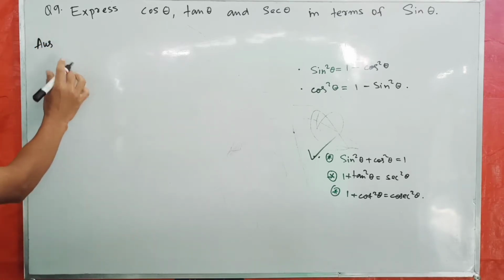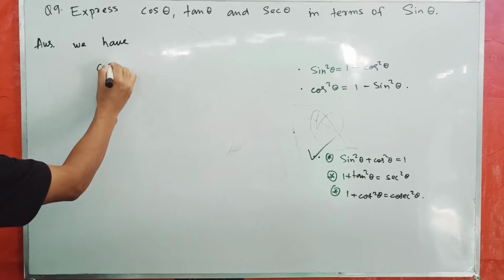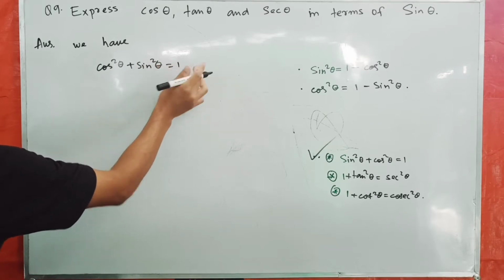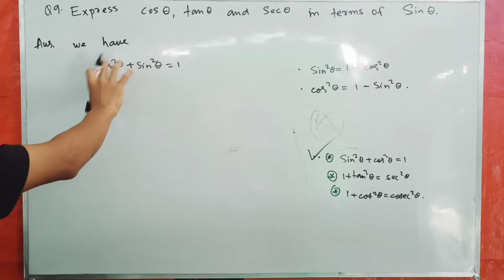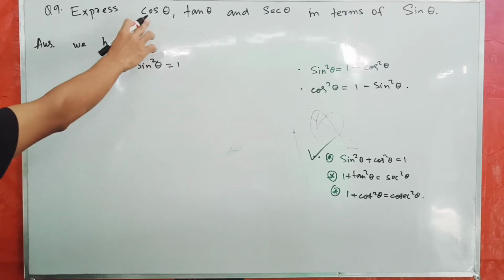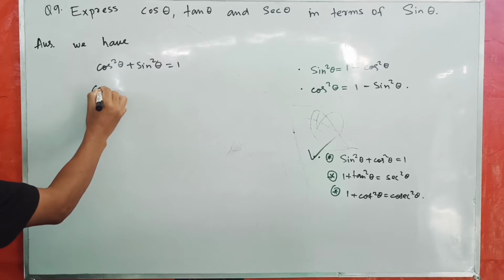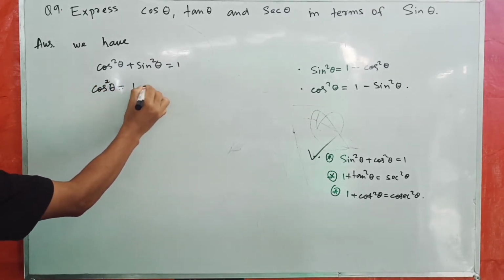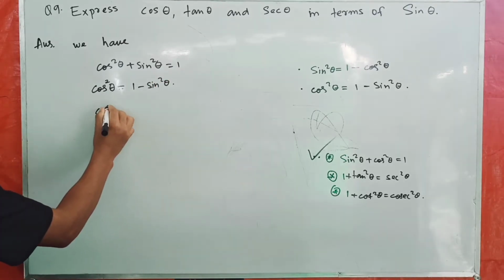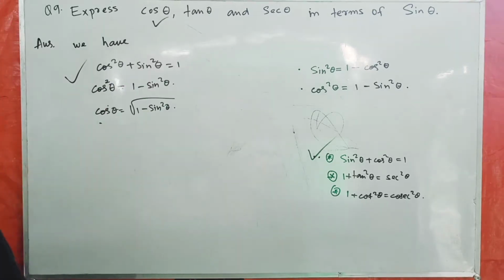Answer. We know that cos square theta plus sin square theta equal to 1. We can interchange sin square theta plus cos square theta because of addition, there is no effect. So now we are going to express this cos theta in terms of sin theta. We are going to find the relation between cos theta and sin theta. So cos square theta will be equal to 1 minus sin square theta. This cos theta will be equal to the square root of 1 minus sin square theta. Next, tan theta.